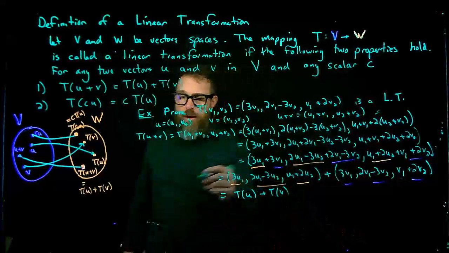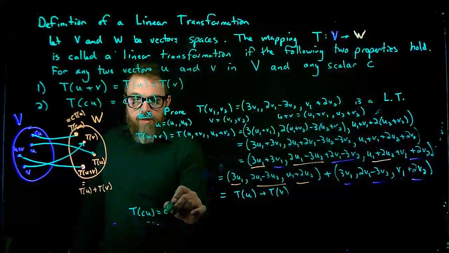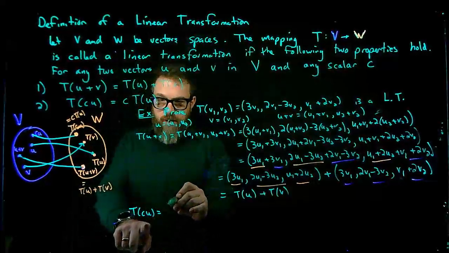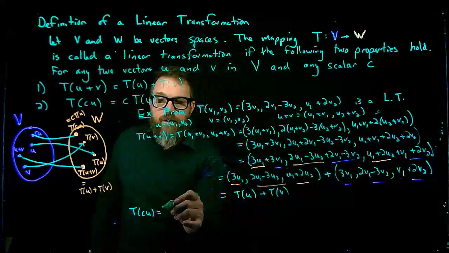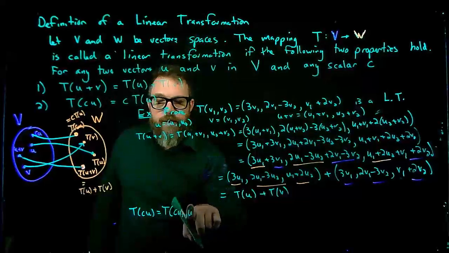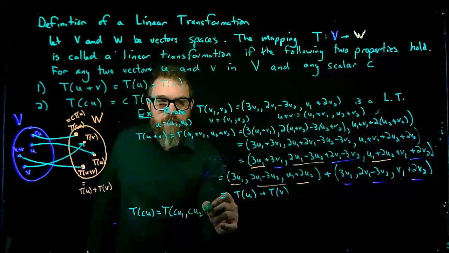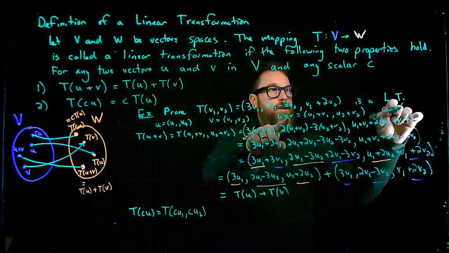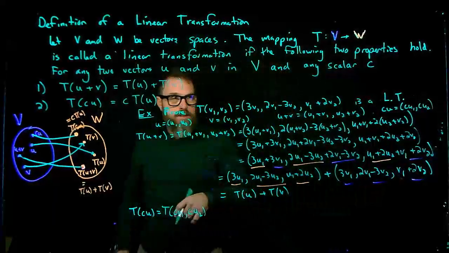All right. I also have to show that T of cu is equal to c times T of u. So let's start with that. Well, T of cu basically means, well, what is cu? I guess I didn't define it. Well, I think we know how to do this by now. cu is going to be cu1, cu2, right? That's c times u. Just multiplying each component by c.